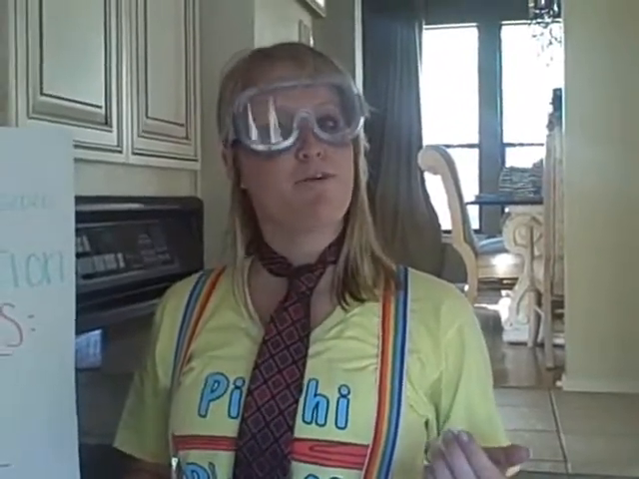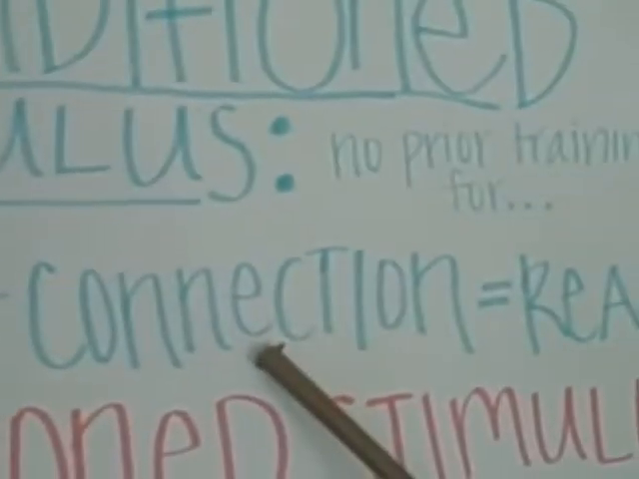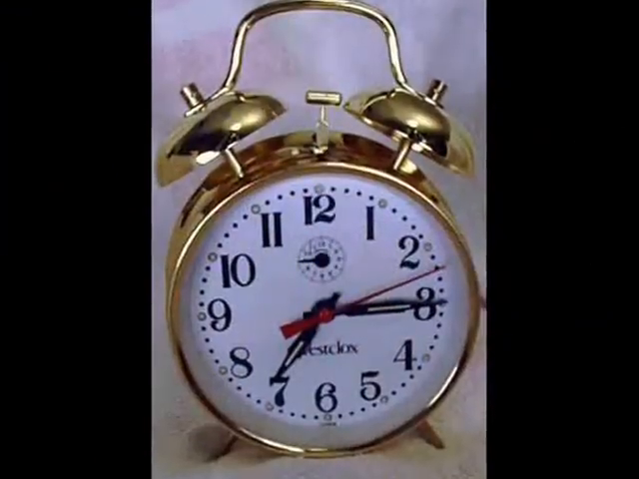In order to make that lengthy definition make a little bit more sense, I've concocted a little formula that I think will help make it a little bit easier. Unconditioned stimulus. It is the one where no prior training is needed for the object plus the natural connection to create a reaction. That's all for the unconditioned stimulus. Now let's go back to Brittany and get our second term.